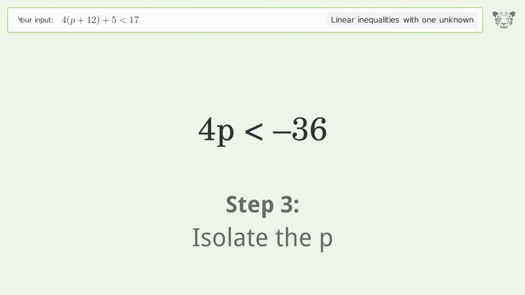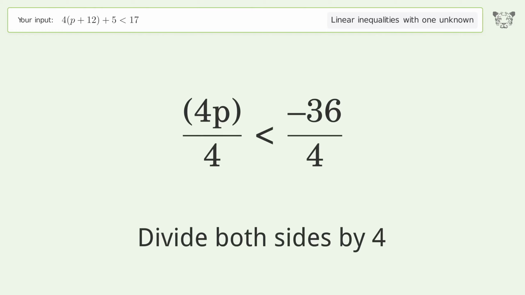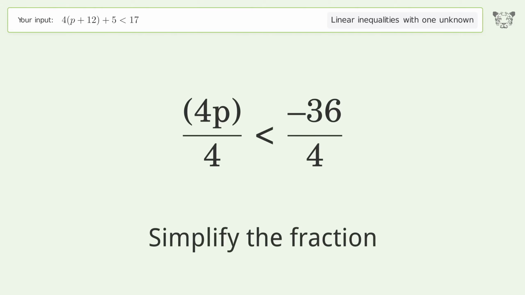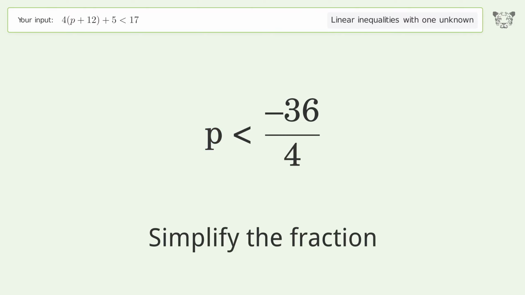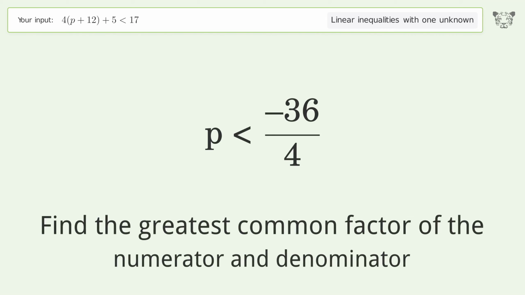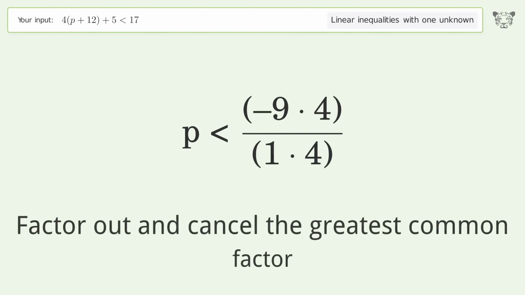Isolate the p. Divide both sides by 4. Simplify the fraction. Find the greatest common factor of the numerator and denominator. Factor out and cancel the greatest common factor.